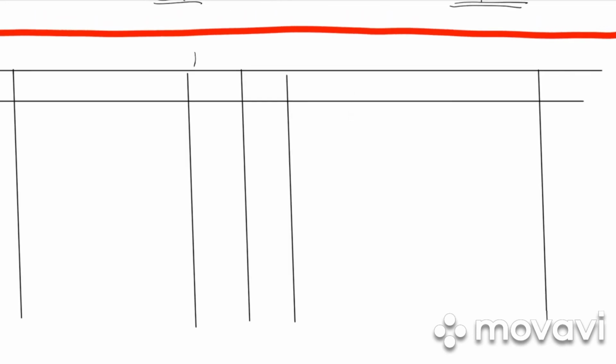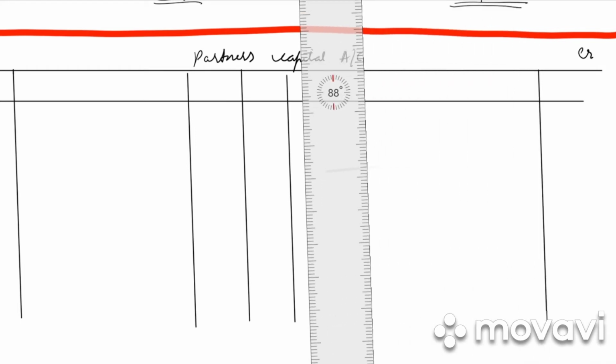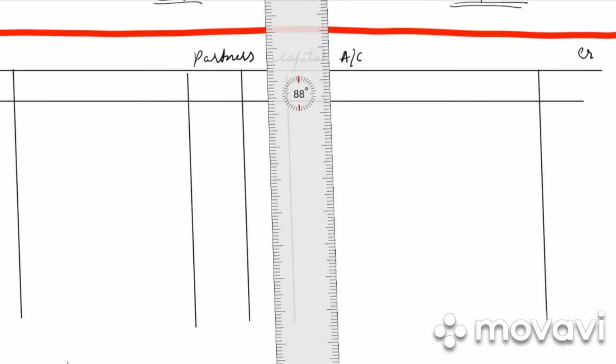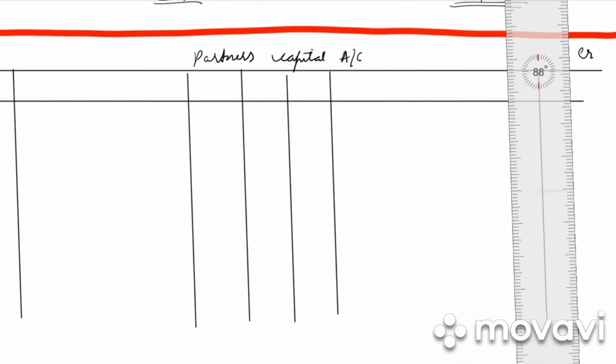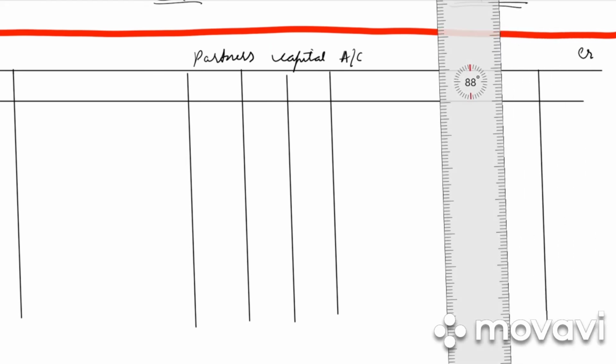Next, we will be preparing a partner's capital account. Write down partner's capital account. Again, we have debit side, credit side. We have two partners, that is X and Y. So we'll be having date, particulars, X and Y columns.